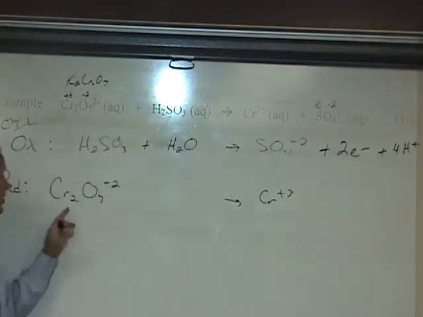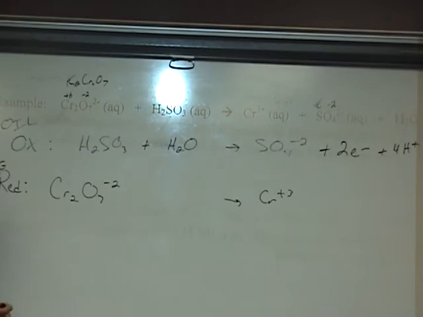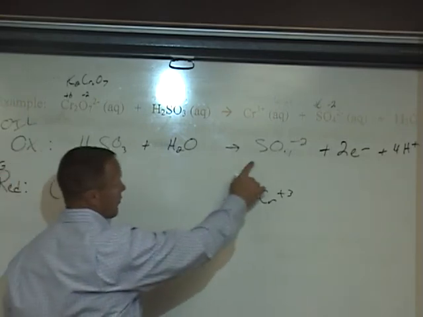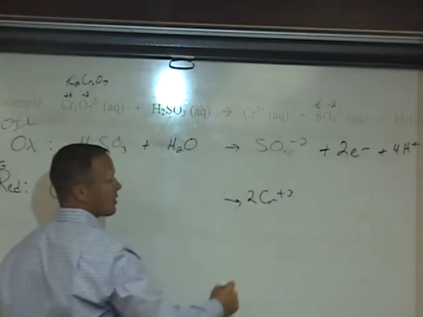So our chromium is being reduced from +6 to +3. Here's a big mistake people make. Up here we have 1 sulfur atom and 1 sulfur atom. Here we have 1 chromium and 2 chromium. So we do have to make sure those are equal first.